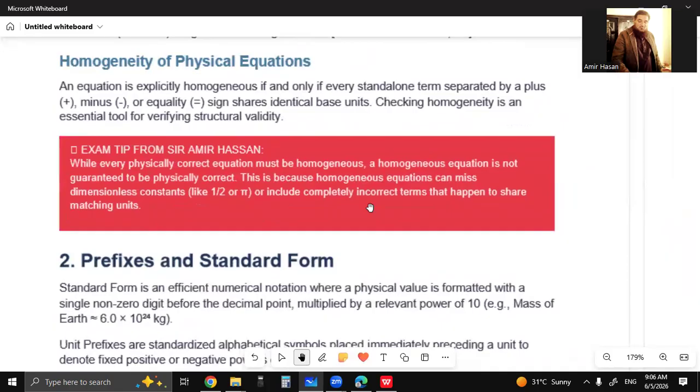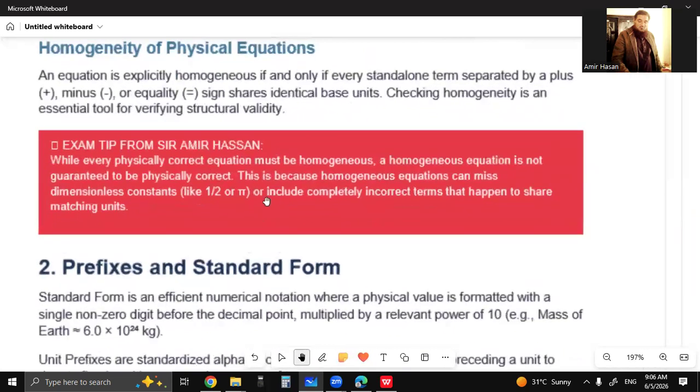With the help of homogeneity, we can also check the standard of the quantity. Just like I wrote here, every physically correct equation must be homogeneous. When we represent a unit equation, every law, every physical equation also describes the homogeneity of the quantities, and it is homogeneous. A homogeneous equation is not guaranteed to be physically correct.